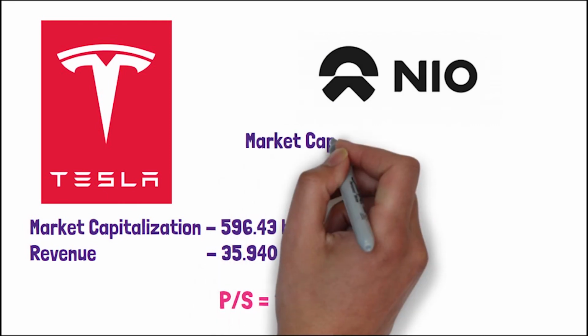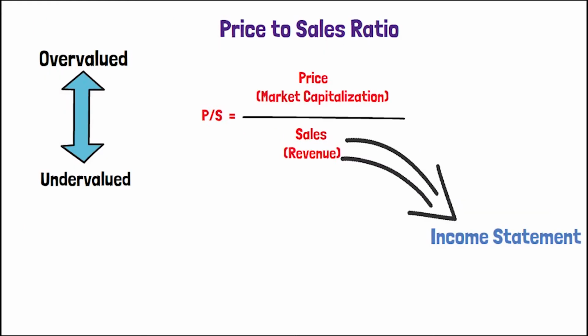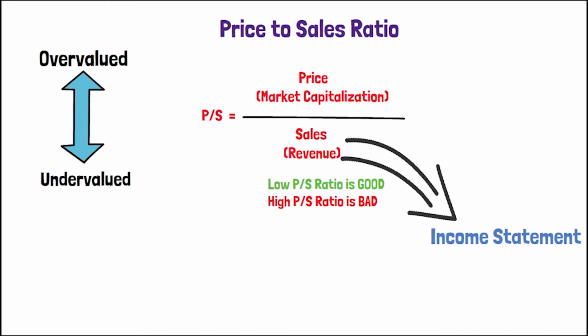Its market capitalization is 47 billion and its revenue is 3.5 billion. This gives us a PS ratio of 13.4. In this case, the PS ratio shows that based on the revenue, NIO is the cheaper stock. A low PS ratio is good while a high PS ratio is bad.